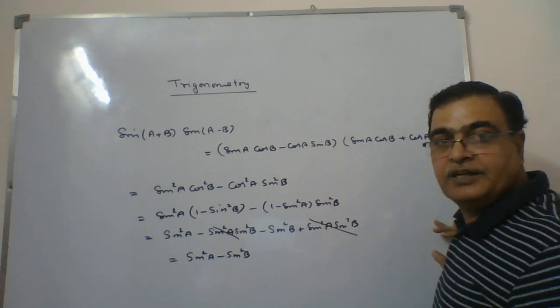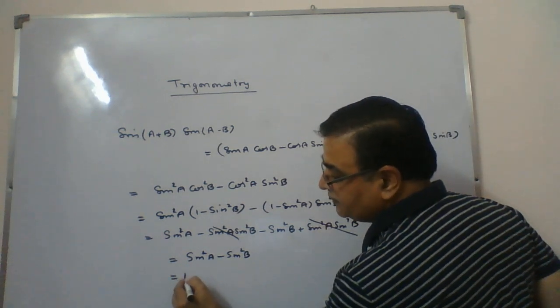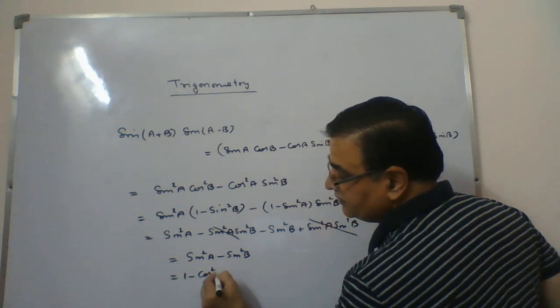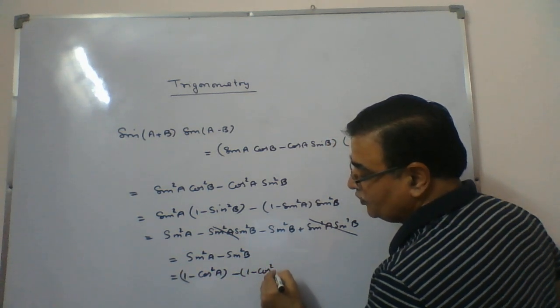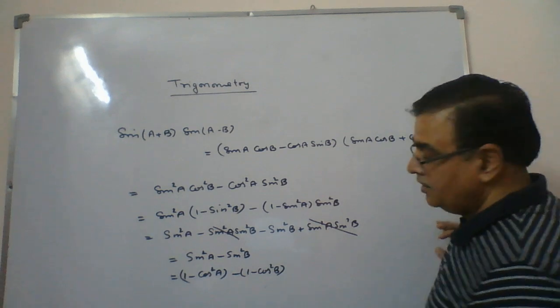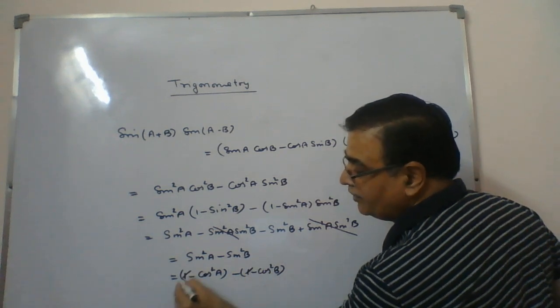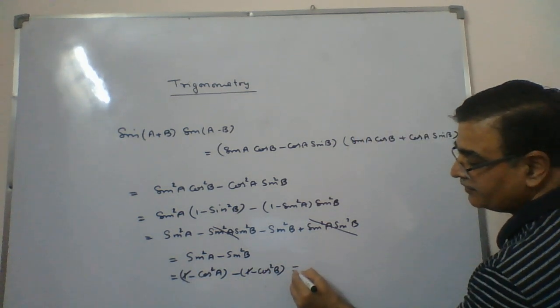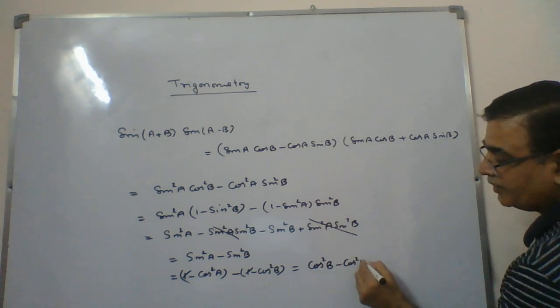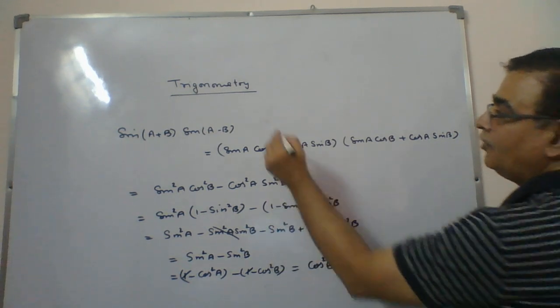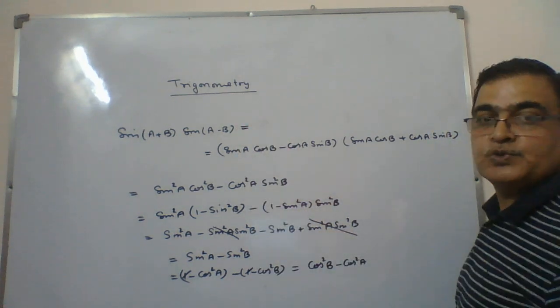One more formula we can create, that will be in terms of cos. So it will be (1 minus cos square A) minus (1 minus cos square B). Now when you solve it, this 1 and 1 cancel out. Then another result comes out to be cos square B minus cos square A. So now we got the formula of sin(A plus B) into sin(A minus B).